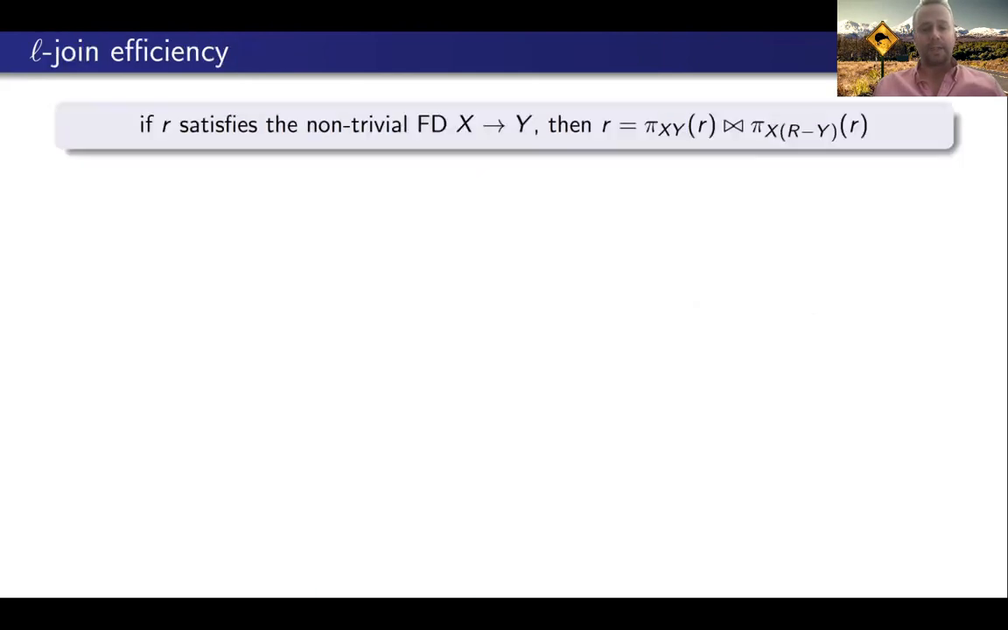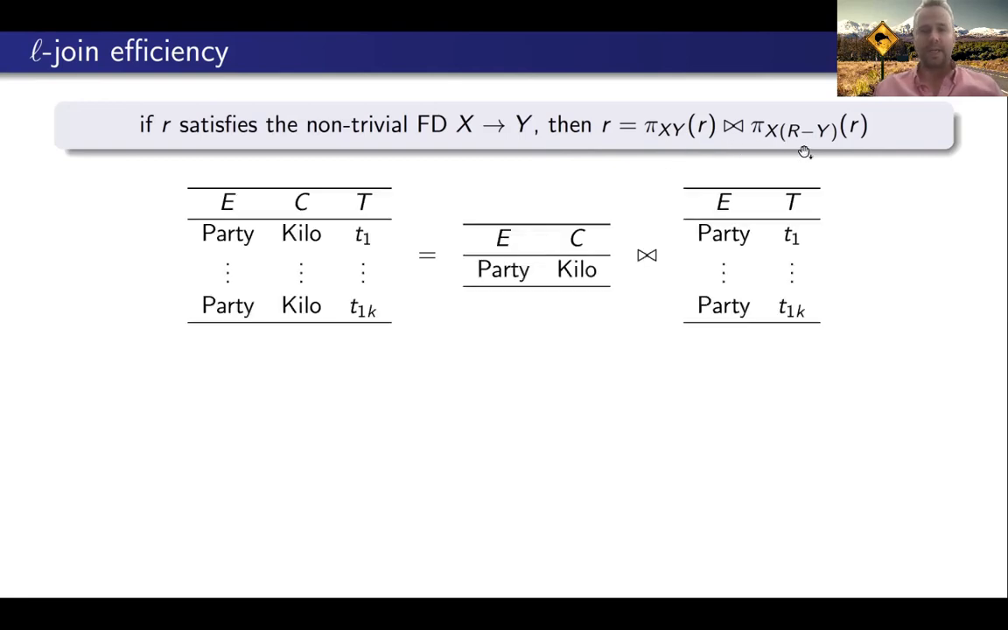And it's characterized by this statement. On the other hand, L join efficiency can be defined based on the famous decomposition theorem. So if R satisfies a non-trivial functional dependency, R is actually the lossless join of its projection on X and Y, and X and the remaining attributes.